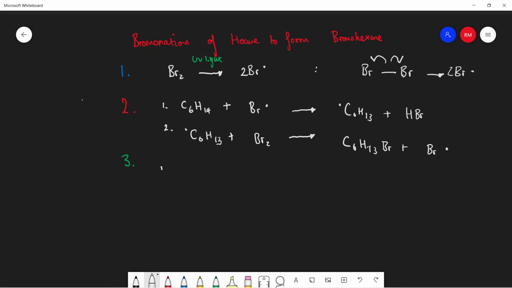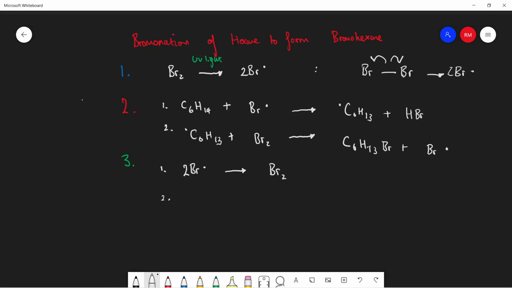There is a termination. And step one of the termination, I always like to draw the reformation of the bromine molecule, which is obviously just going to be our two bromine radicals colliding, reacting back together to form a bromine molecule.